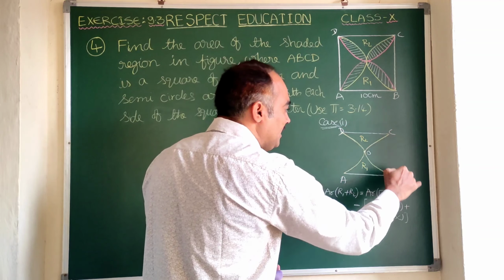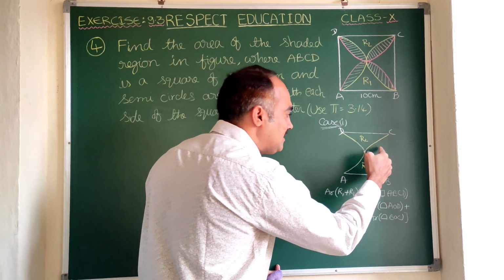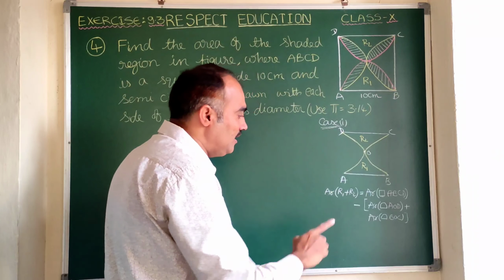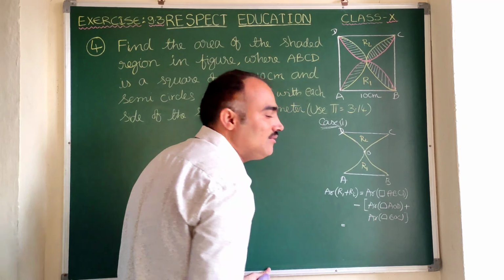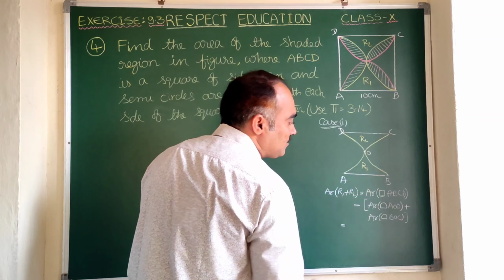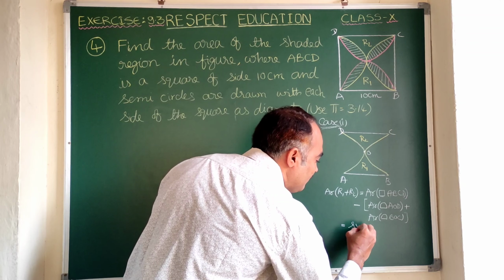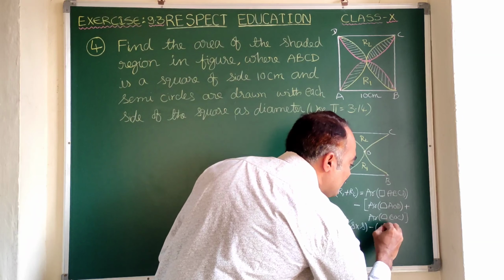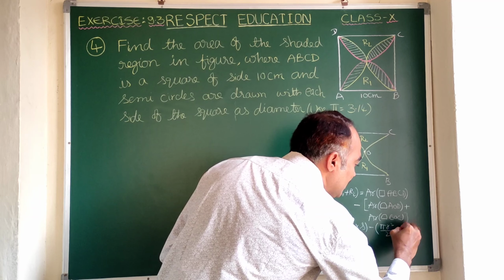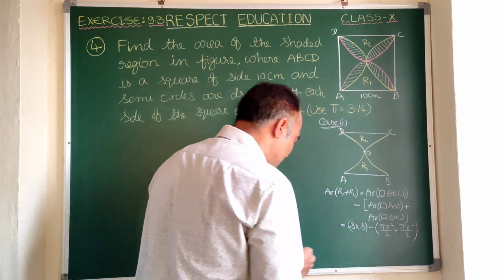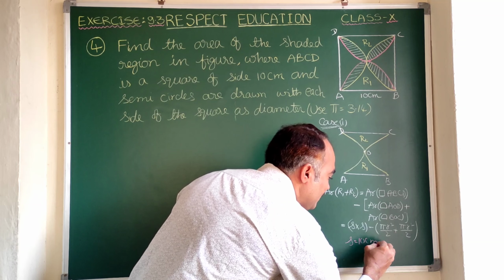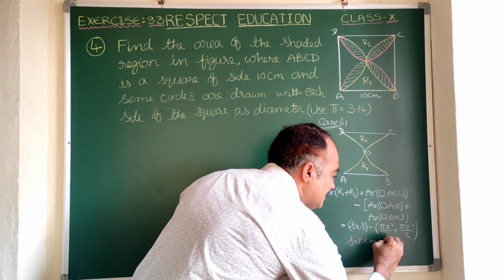So from the area of the square, if you subtract the area of this semicircle and the area of this semicircle, we get only the area of R1 plus R2 together. So let us substitute the formulas, then we will substitute the values also. Area of square ABCD formula is side into side minus area of semicircle is pi r square by 2, here also pi r square by 2. Now let us write the values. Here side is equal to 10 centimeter and radius is equal to 10 by 2, means 5 centimeter. Let us substitute the values here.